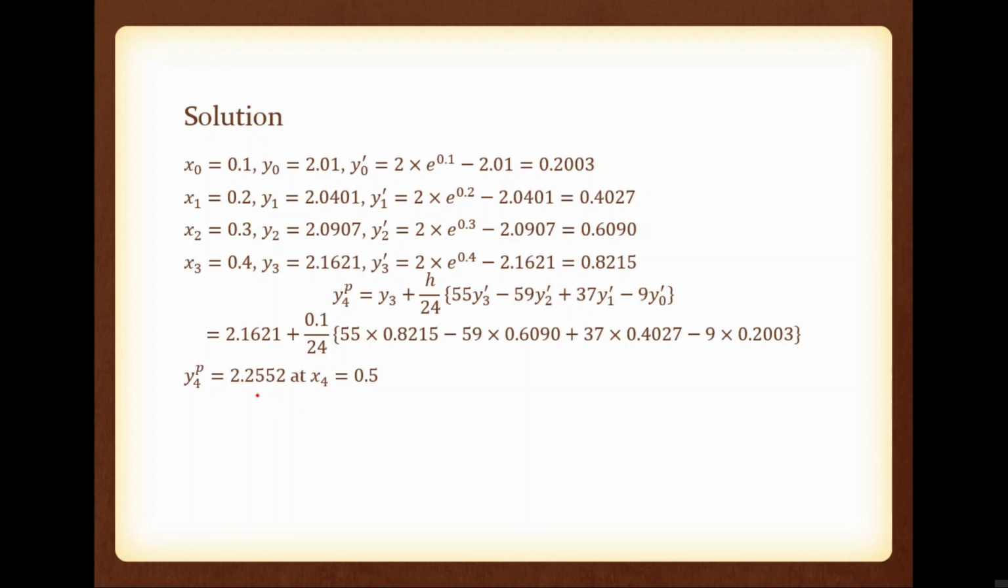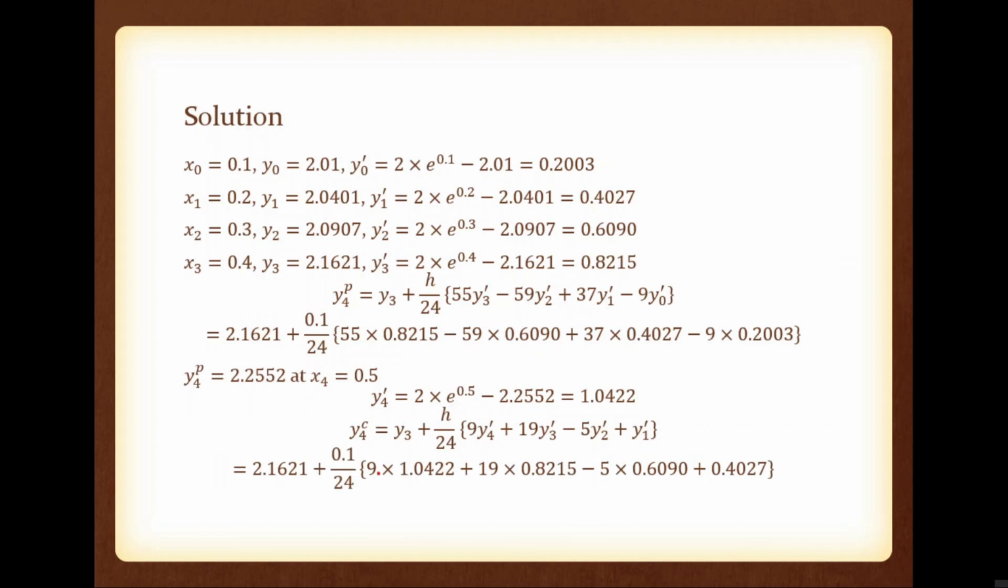Now by using this predicted value, we can find the corrected value. So first we require y4 dash. So y4 dash is equal to 2 into e raised to 0.5 minus 2.2552, that is equal to 1.0423. So we can find y4 using the corrector formula. So y4c is equal to y3 plus h by 24 into 9 y4 dash plus 19 y3 dash minus 5 y2 dash plus y1 dash. So this one is a corrector formula.